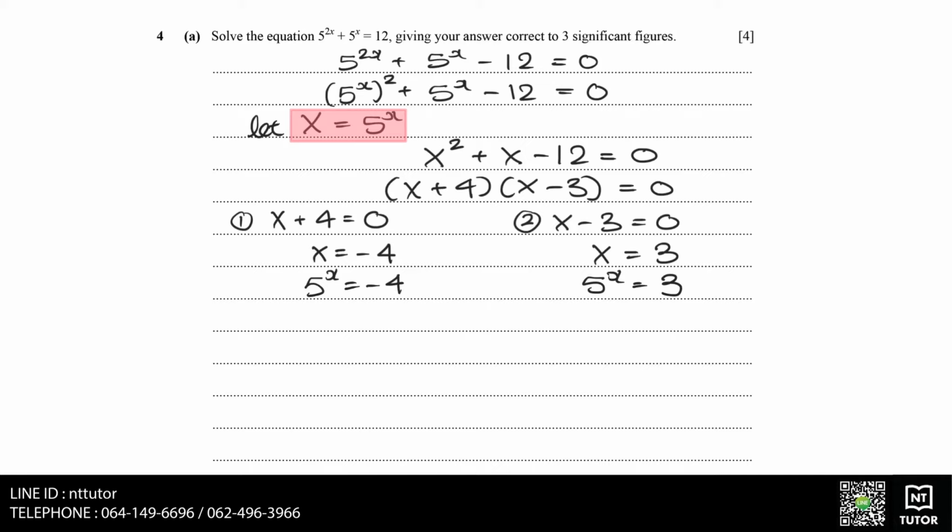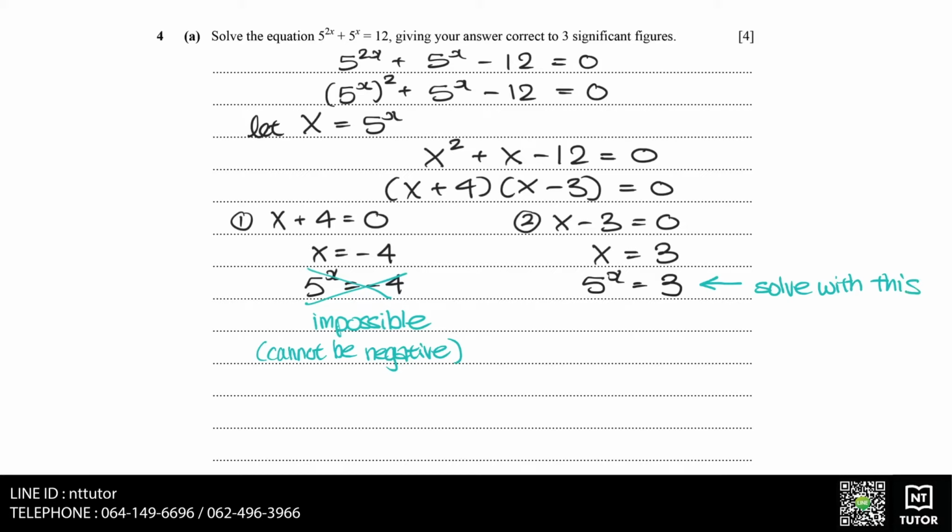And by looking at those two expressions, we can notice that 5 to the power of x equals minus 4 is impossible because we cannot raise a positive number to a power to make it negative, no matter what we do. So 5 to the power of x equals minus 4 you can just ignore, and your solution will come from 5 to the power of x equals 3. So we will use this to solve for x.